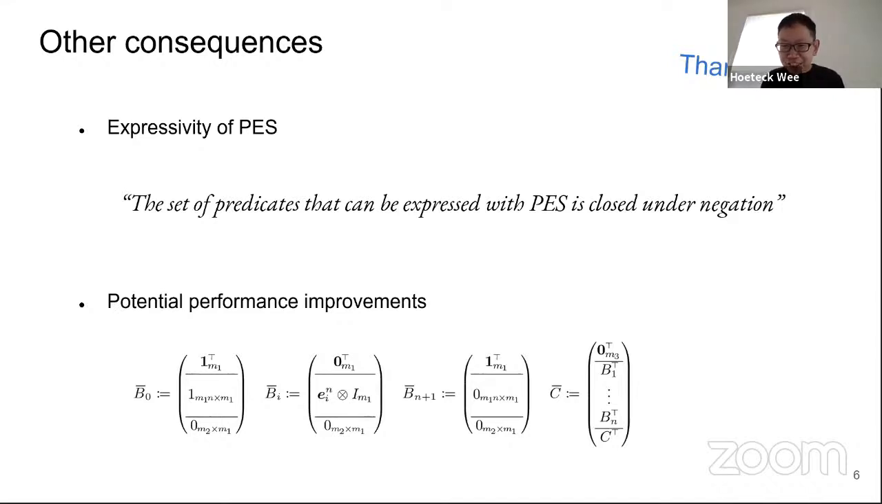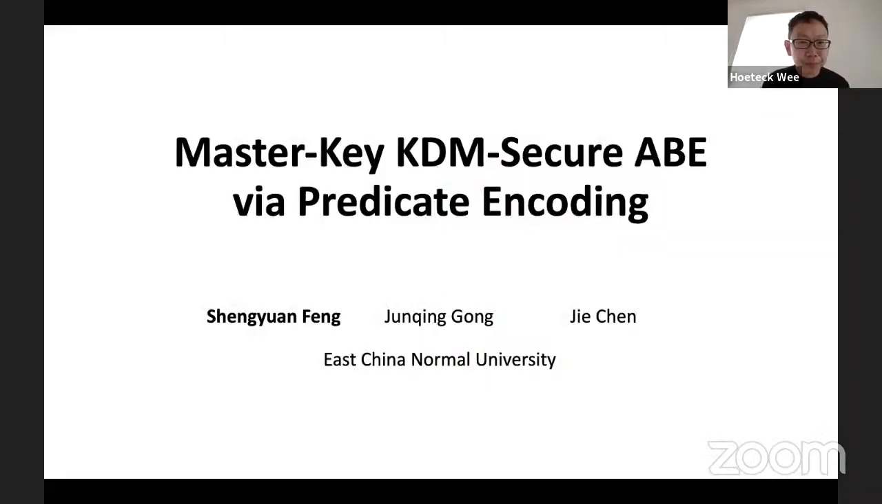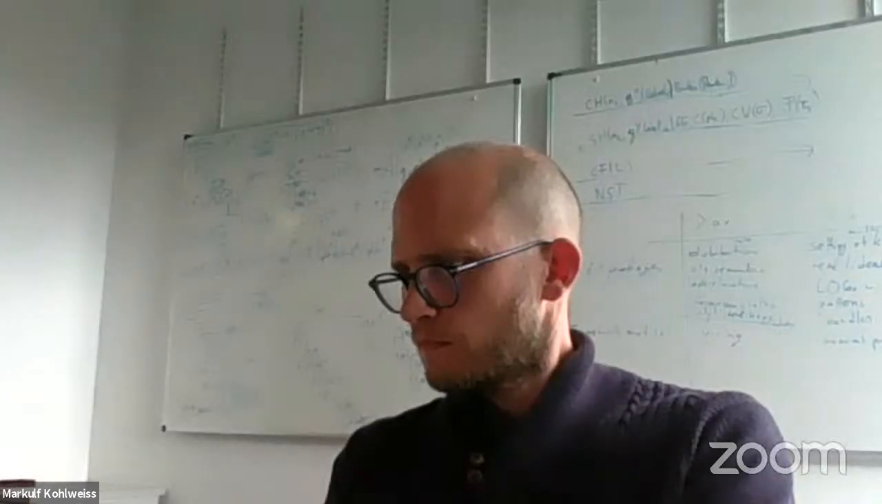Do we have Shenyuan Feng around? Yeah. Okay, great. So our next talk is Master Key KDM Secure ABE via Predicate Encoding by Shenyuan Feng, Junxing Gong, and Jie Chen. And Shenyuan will give the talk. Okay, thank you. Let me share my screen.